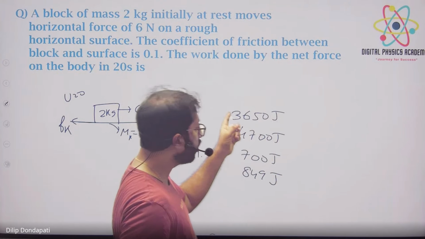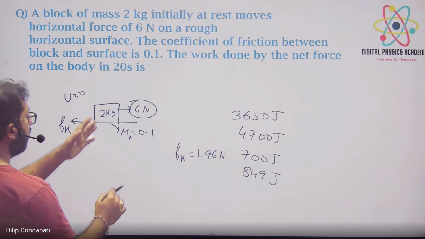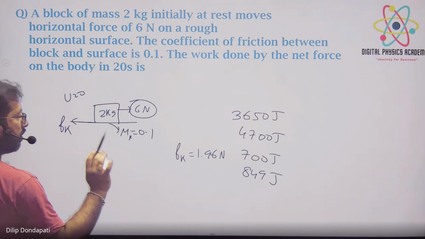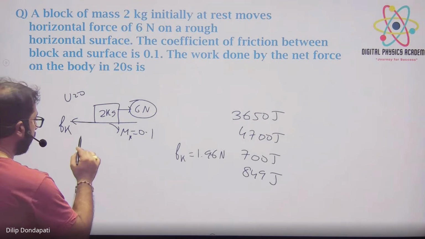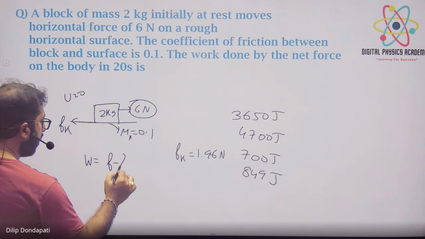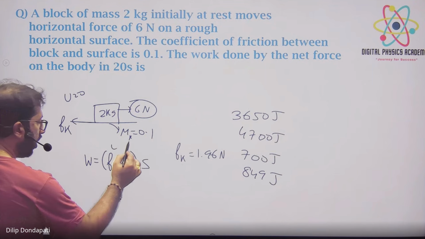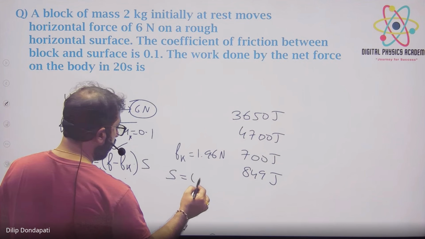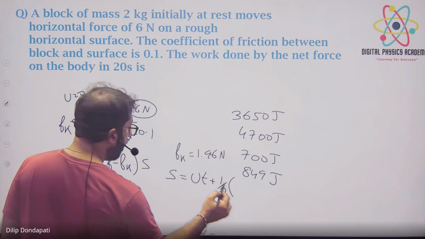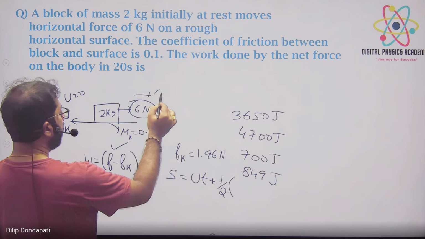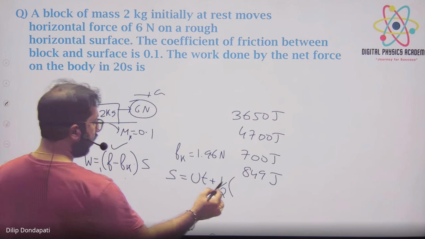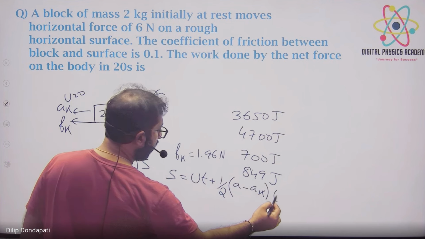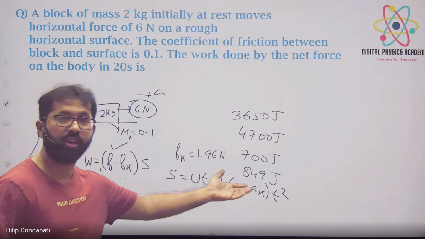Acceleration is force by mass, so how much will it be? Sir, 4.04 by 2. Shouldn't the net force be 4? See, you're calculating separately, right? The burden is F minus Fk. For displacement, S equals ut plus half a t square, here this is a, this is ak, so (a minus ak) t square. Net acceleration, then only we'll get net displacement, right?